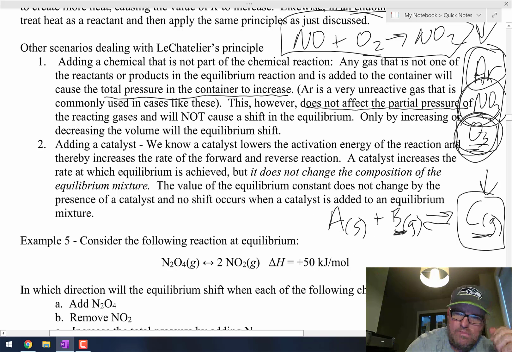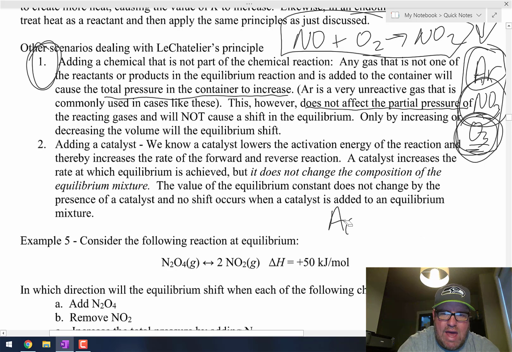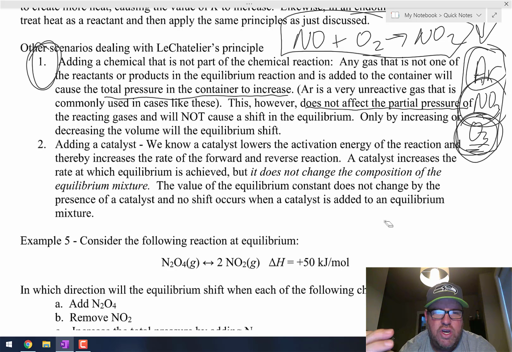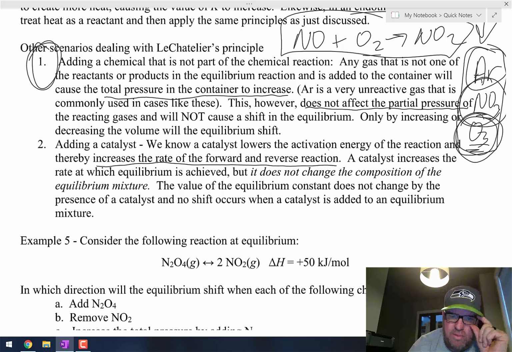Okay? So that is something that we have to think about when we're thinking about number 1 there. And then number 2, this one's pretty easy. A catalyst. What does a catalyst do again? We learned about this in Unit 4. It lowers the activation energy by creating an alternative reaction mechanism. And so what does it do? It increases the rate of the forward and the reverse reaction. However, it does not change the composition of the equilibrium mixture.